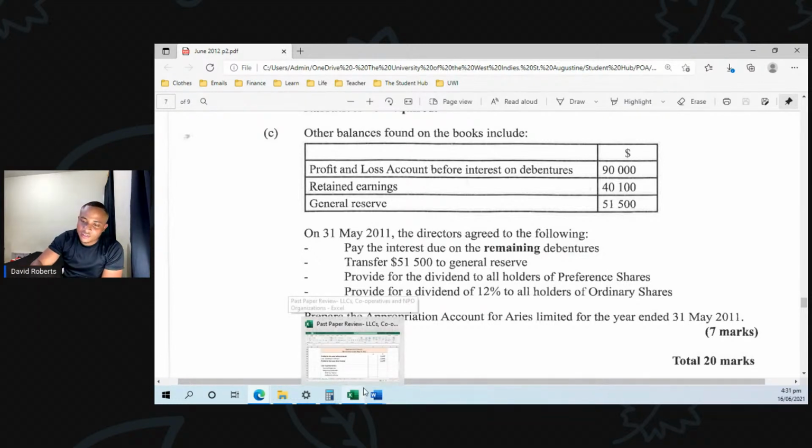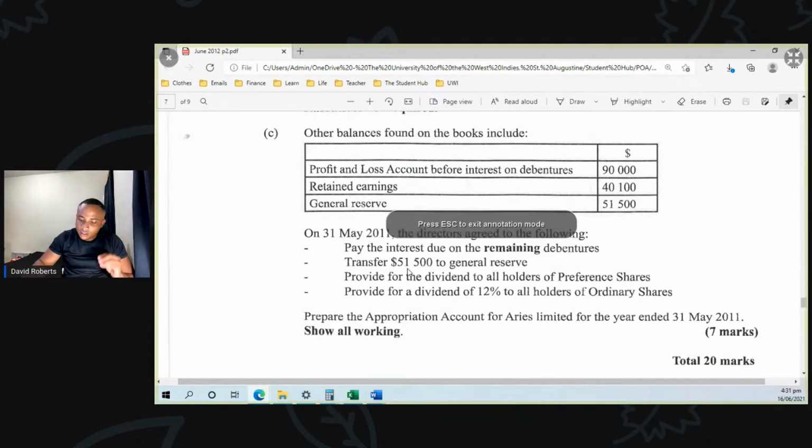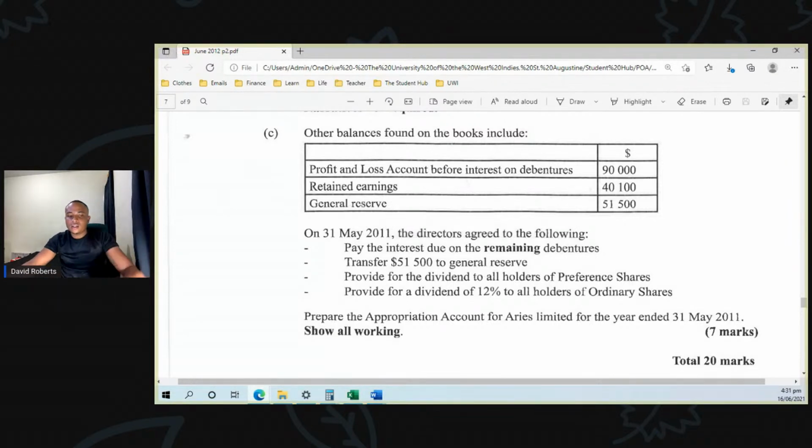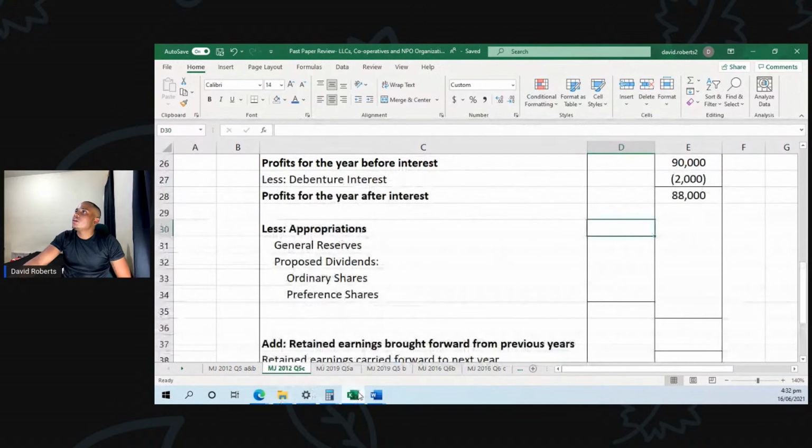So far we would have entered the shares. Now, with regards to the interest, we enter the interest, right? And we get the profits, right now 88,000. Now we need to less the appropriations. We need to make our minuses. So the first one we're going to do, we're going to look at them.